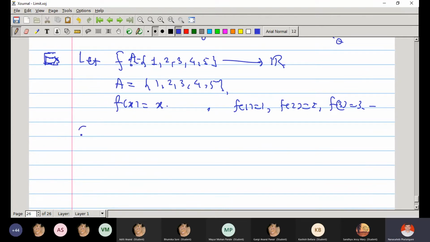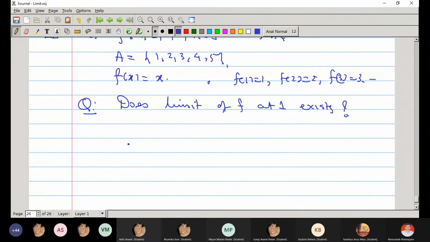The question is, does the limit of f at 1 exist? This is a very basic question. Is the function defined at 1? No. Yes, sir. Why no? It is defined at 1 because 1 is in the domain. Right, so it is defined at 1. But does the limit at 1 exist? No, sir.